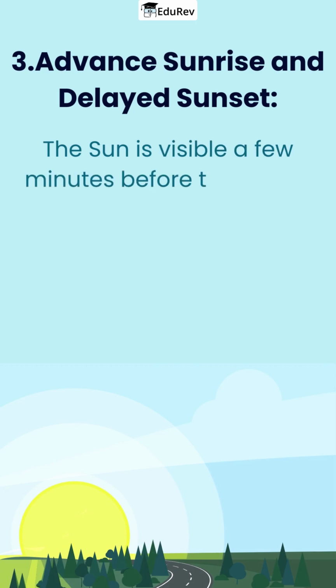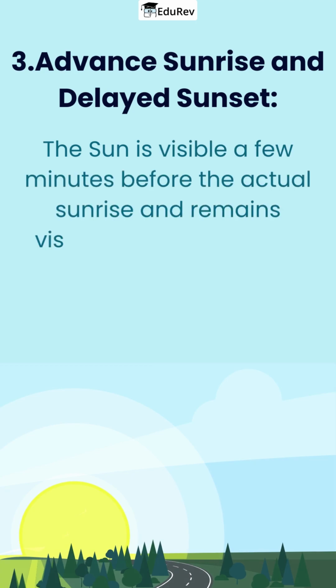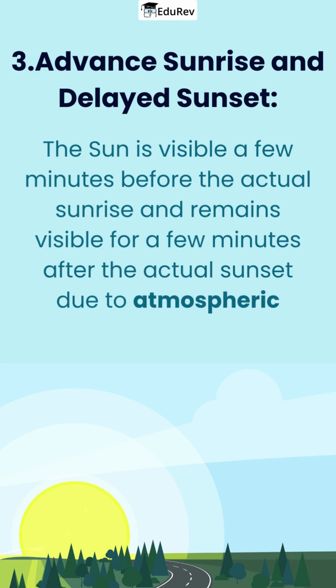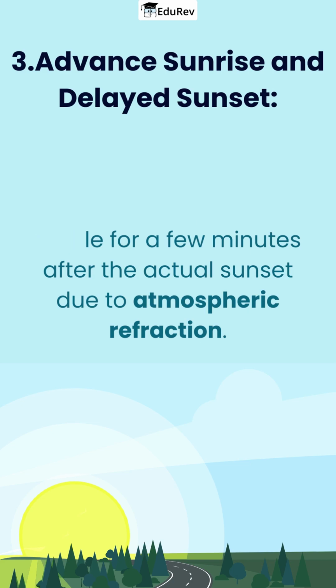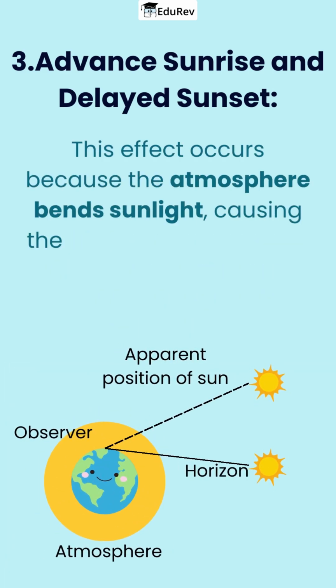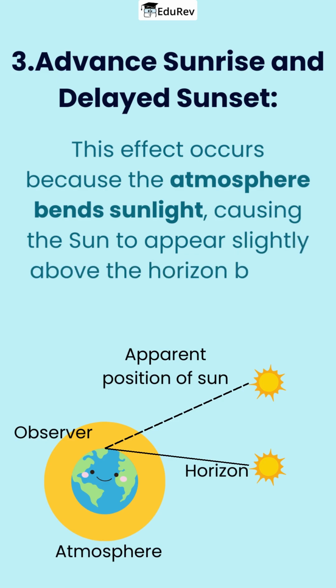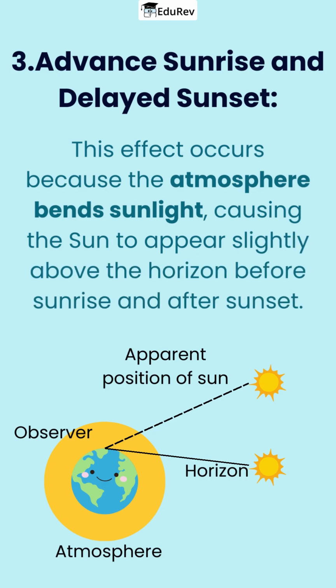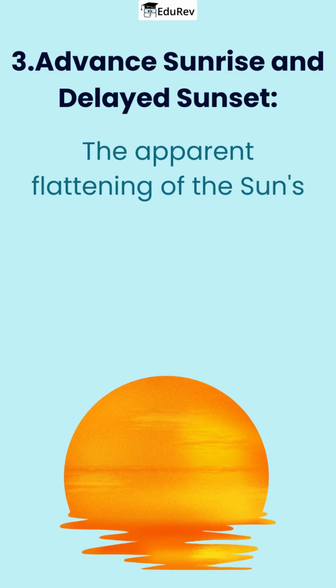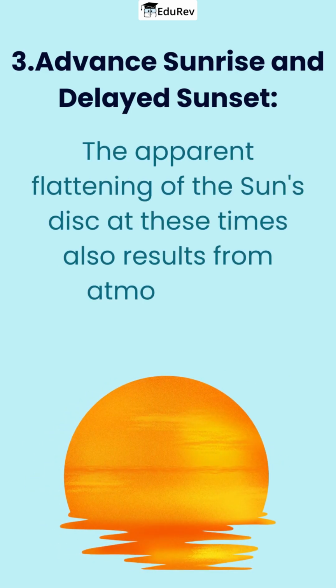Advanced sunrise and delayed sunset. The sun is visible a few minutes before the actual sunrise and remains visible for a few minutes after the actual sunset due to atmospheric refraction. This effect occurs because the atmosphere bends sunlight, causing the sun to appear slightly above the horizon before sunrise and after sunset. The apparent flattening of the sun's disk at these times also results from atmospheric refraction.